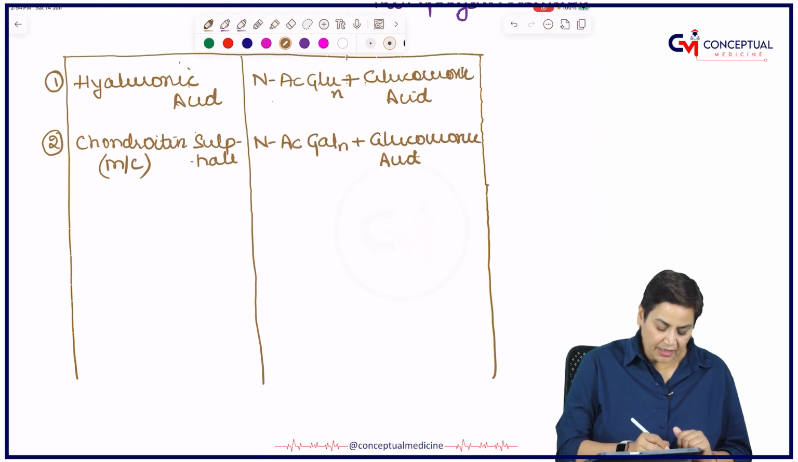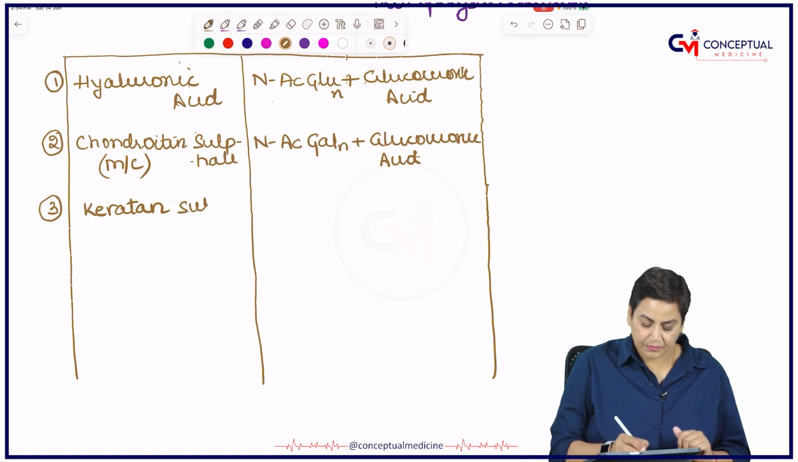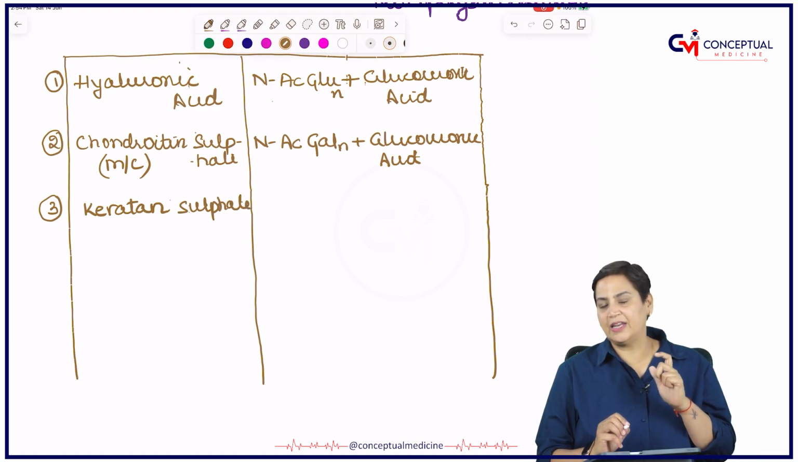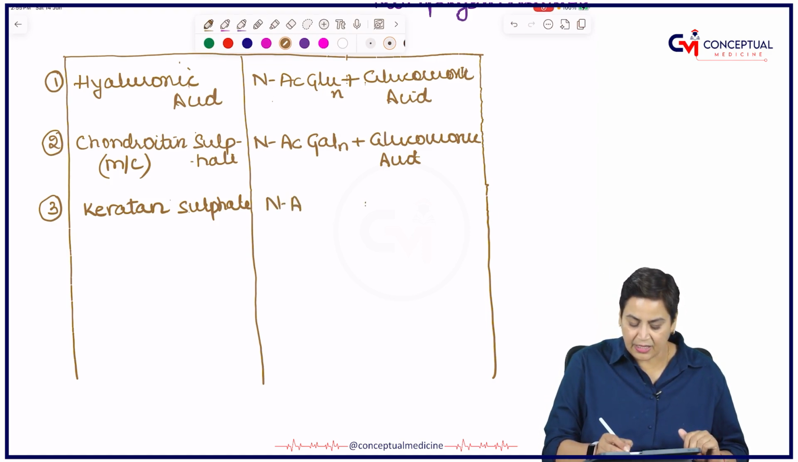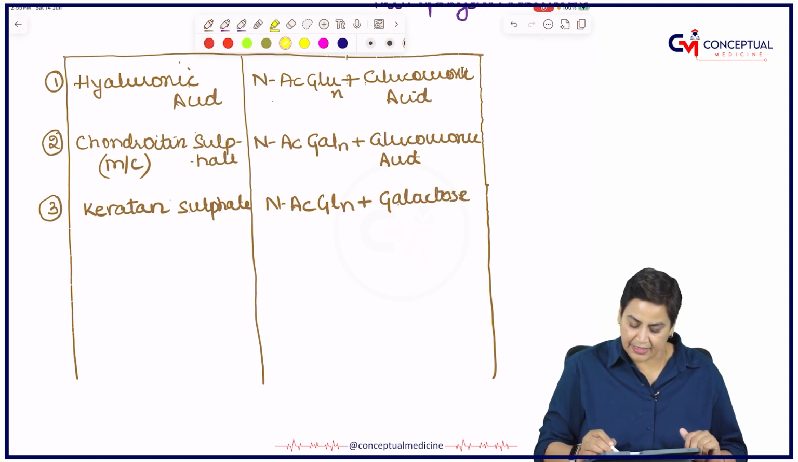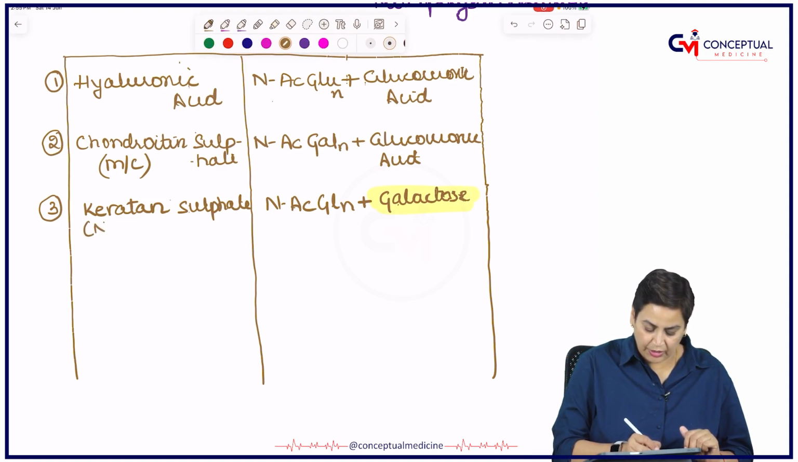Then the third one is keratan sulfate. Most of the students get confused between keratin and keratan. This is keratan sulfate. And it is the only mucopolysaccharide which does not have a uronic acid. Here simply N-acetyl glucosamine is there, which is linked to galactose. Very, very important. Just highlight it: galactose means no uronic acid.